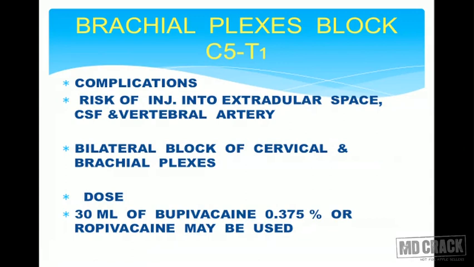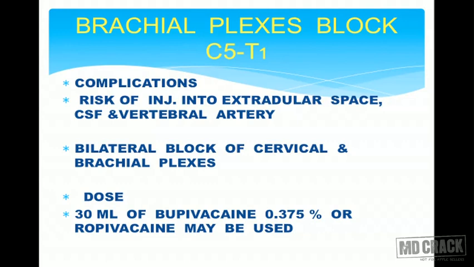Now the complications. This type of approach is actually very complicated and is full of complications. The major risk involved with this approach is the risk of injection into the extradural space, into CSF or into the vertebral artery. These are major complications because if you inject this drug into the extradural space or CSF, then it might turn out to be not a brachial plexus block itself, but an epidural anesthesia or a spinal anesthesia, for which we are not prepared at this particular site.